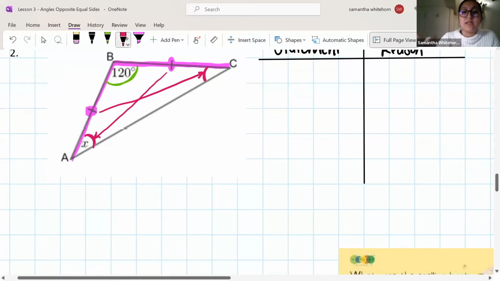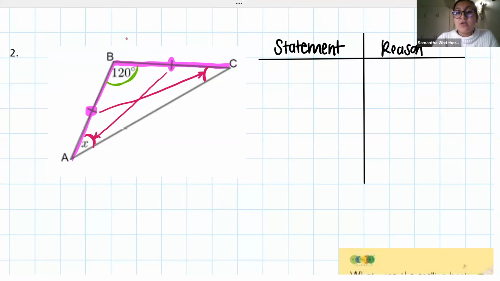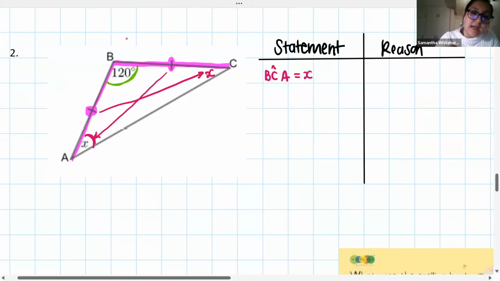Now, guys, what's really important is this first statement. You have to make this first statement. There's no, ma'am, if I leave it out, is it fine? You have to, okay? If you don't make this first statement, everything else you do later on is based on an assumption. The first statement is that angle BCA, so if we go B to C to A, this angle over here, is equal to X. We know it's equal to X because it's the angle opposite an equal side, and my reason is exactly that.